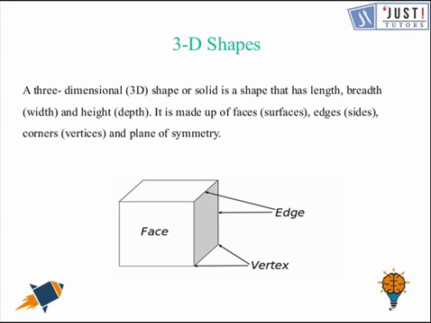Now let's look at the introduction to 3D shapes. A three-dimensional or 3D shape or a solid is a shape that has got length, breadth, or sometimes we call it width, and height, which is also known as depth sometimes. It is made up of faces, edges, and corners. Faces are sometimes referred to as surfaces, edges are sometimes called sides, and corners are sometimes called vertices. You can have a good look at the picture here.